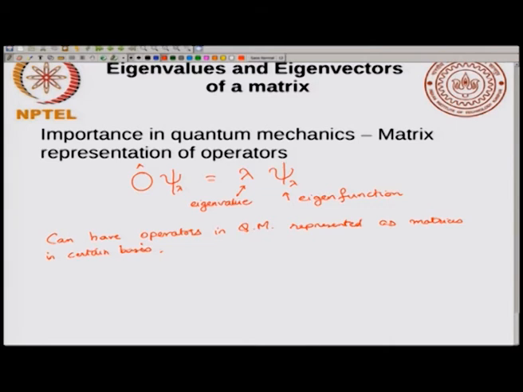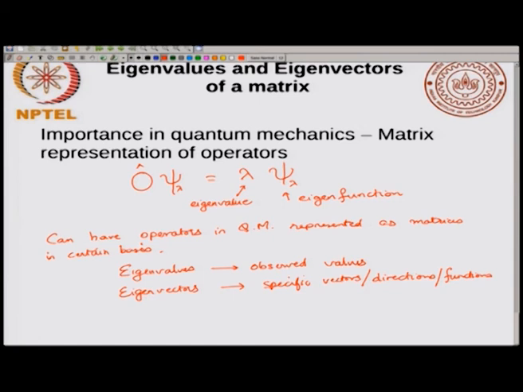And once you do that, the significance is that eigenvalues represent observed values, and eigenvectors are specific vectors or directions. Or in this case you can also think of them as functions. So there is a very natural use of eigenvalues and eigenvectors in quantum mechanics.